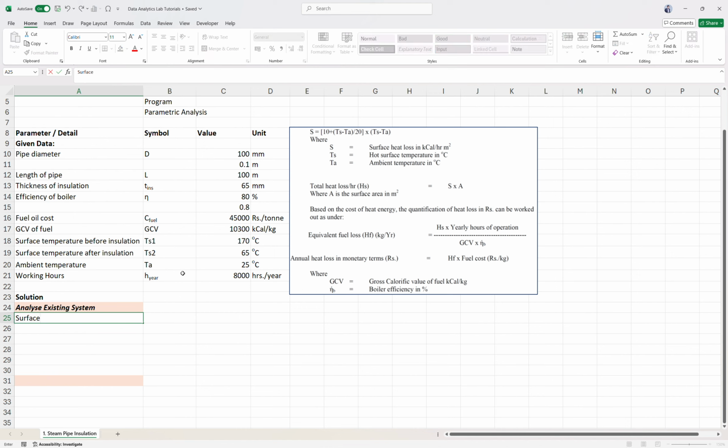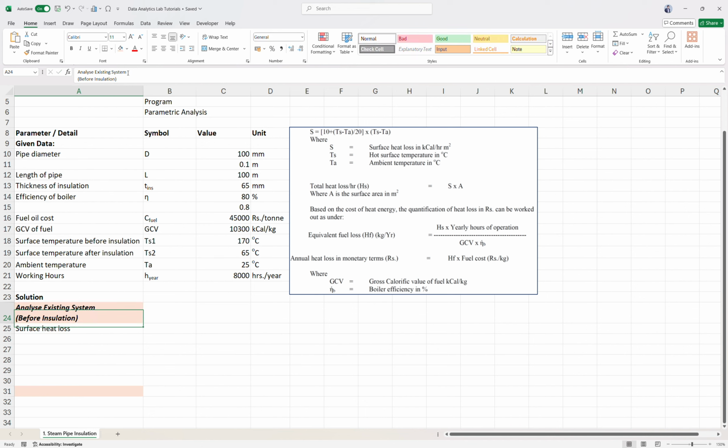So first of all, surface heat loss. Existing in the sense, when we say existing system, which means we are talking about before insulation. Okay. Now every time I cannot keep extending the column, so now I will press Alt and Enter. So it will take that before insulation text on the next line in the same cell. Surface heat loss. It is the first case, initial case, hence S1 will be the symbol. The formula will remain same. The only difference is that in this formula now instead of TS I will use TS1, the first temperature for first case scenario. So my mathematics is clear to me.